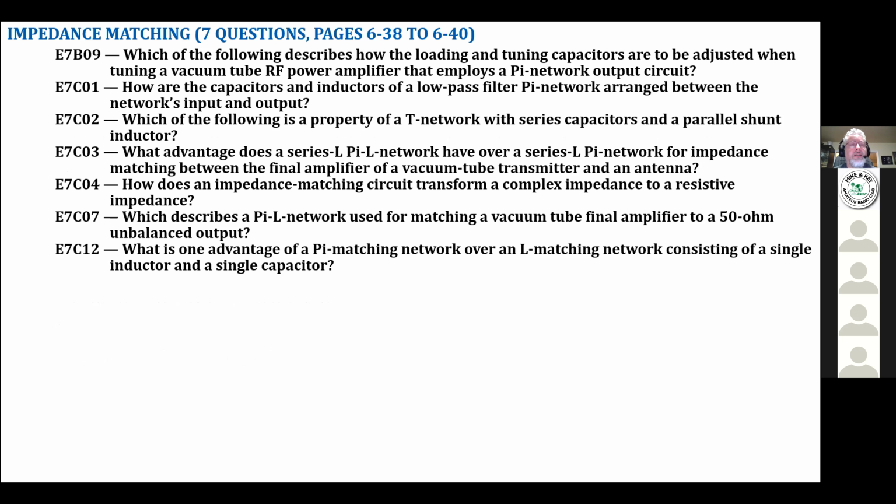Impedance matching, 7 questions, and we're doing good on time. We're almost done.